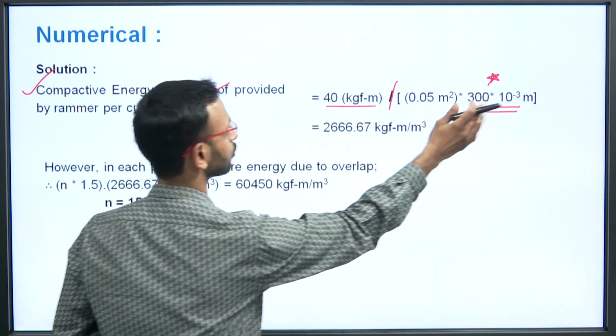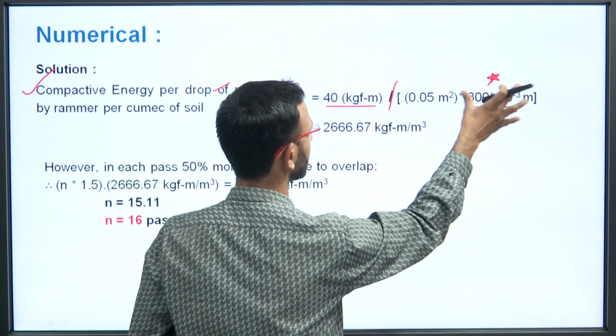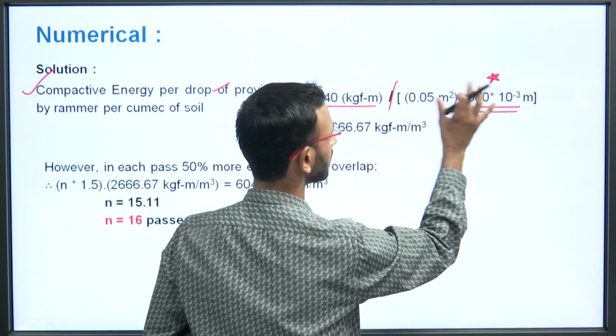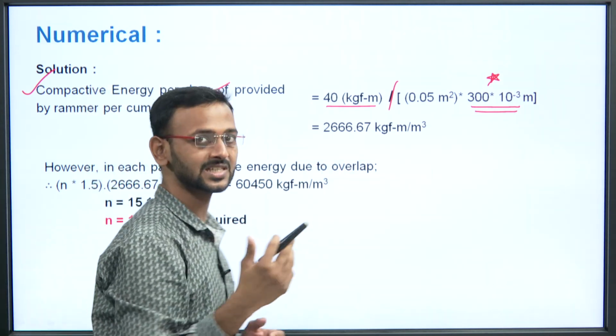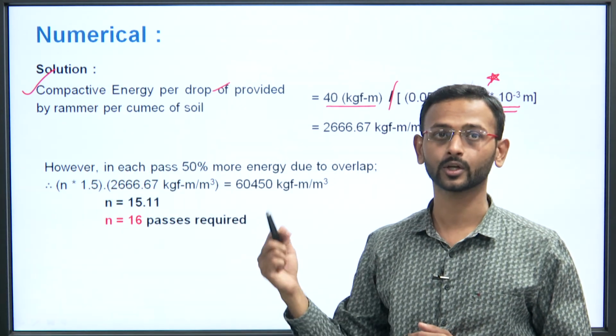So this is the area, so this is the total volume that is being imparted the compactive effort. So this comes out to be 2666.67 kilogram force per meter per meter cube.